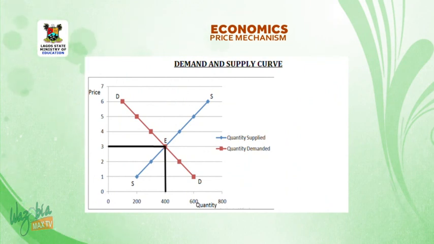We are going to have our vertical and horizontal line. Our vertical is your price and your horizontal is your quantity. At vertical, we have our price from price 6 to price 1. And at our horizontal, we have our quantity from 100 to 700. First of all, draw your demand, then draw your supply.